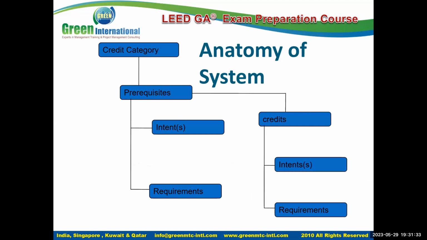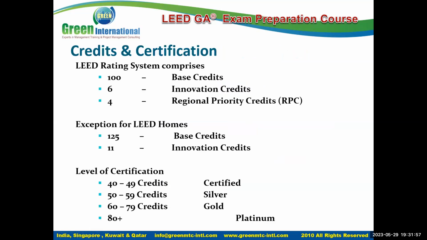Right. So the anatomy of the system: under each credit category, we have prerequisites, where they explain the intent of that particular prerequisite and then list out the requirements for it. And then we have the credits, which are additional points that you get. The same way, you have the intent, or the explanation of that particular credit, and then you have the requirements for additional credits. This is the total number of points.